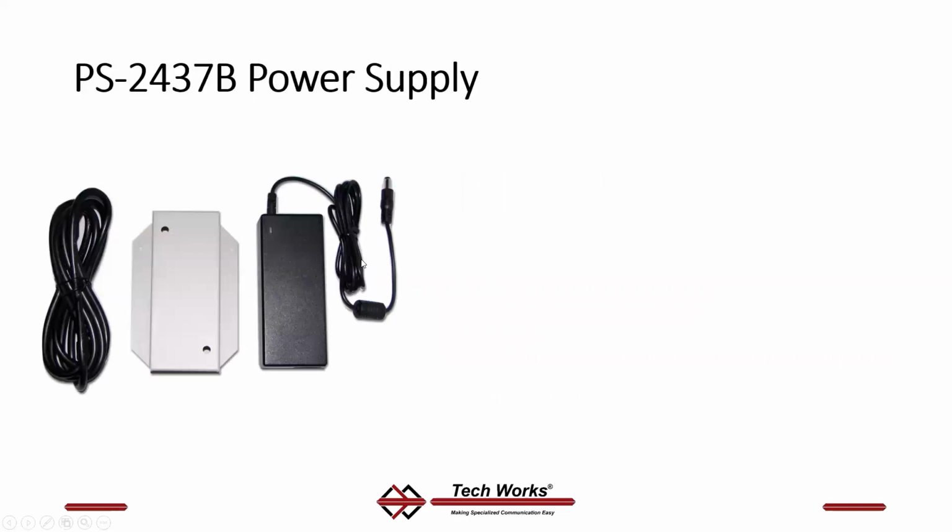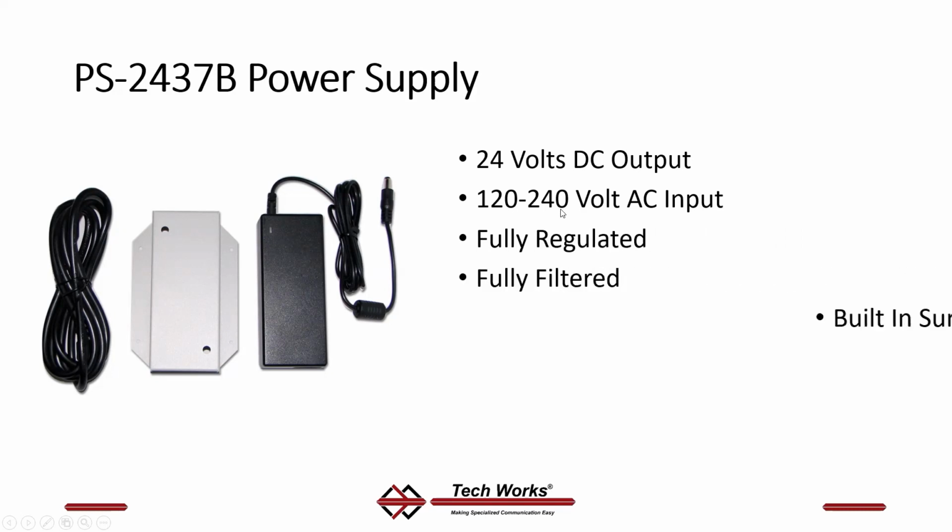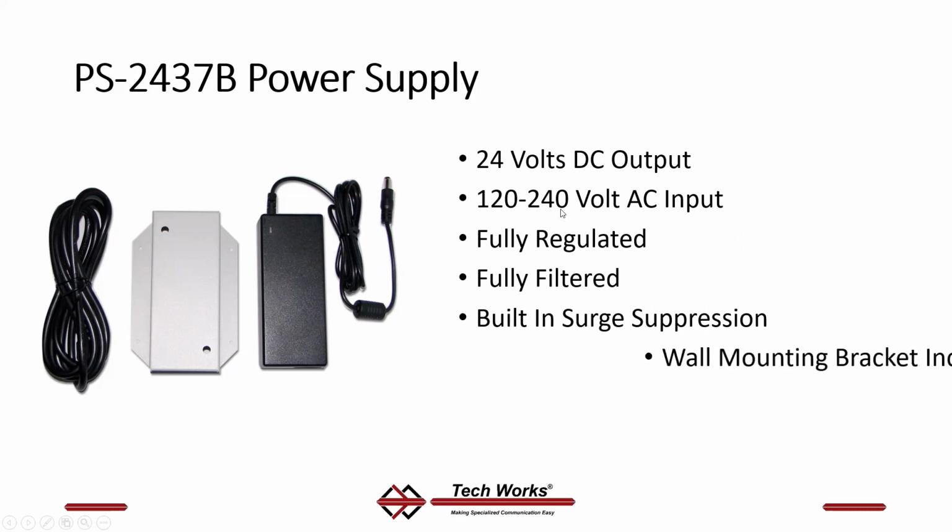The power supply is a PS2437B. It is 24-volt DC output. It is powered by 120 or 240-volt AC input, fully regulated, fully filtered, and has built-in surge suppression. We will not warranty our product unless you use our power supply because of the protection that this power supply provides to the IMR. Comes complete with a wall mounting bracket.